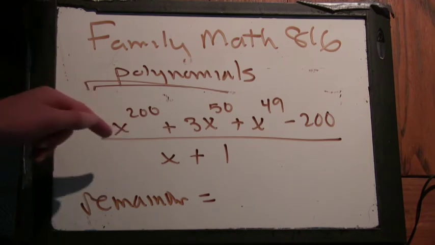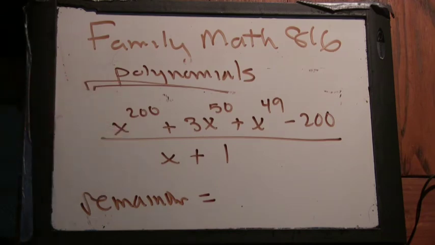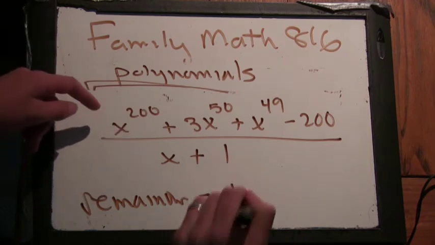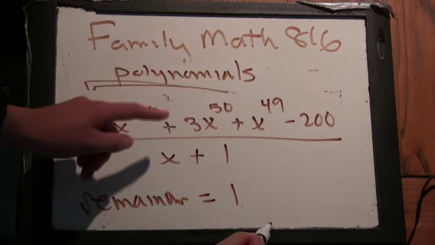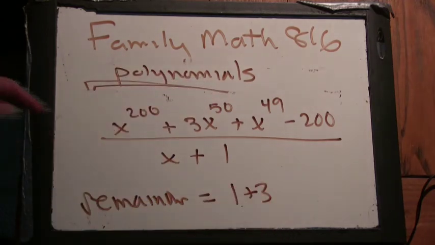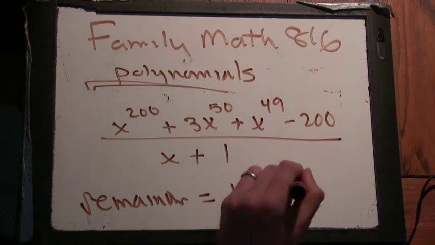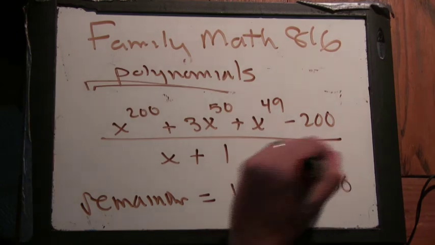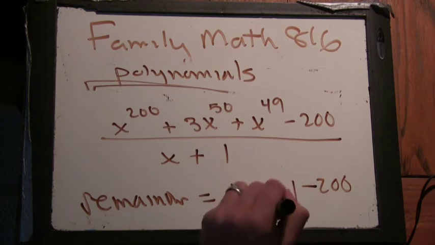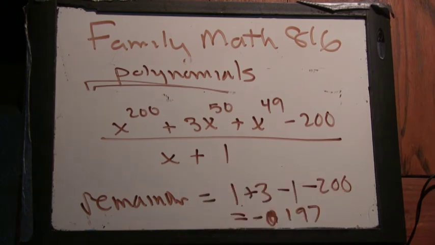X equals minus 1. Okay. So minus 1 to the 200 is 1. And then plus 3 times also 1. So then minus 1. Minus 1. Minus 200. So I get minus 197. Pretty neat. Wow. Pretty neat. So it's sort of a magic trick.